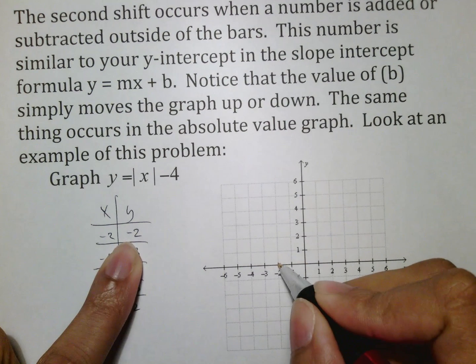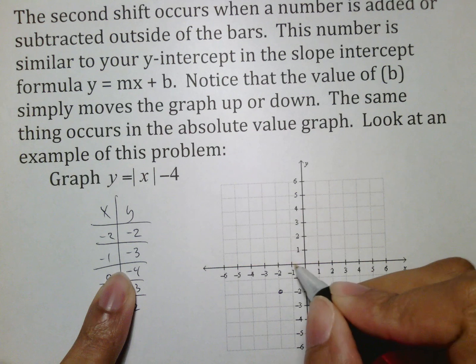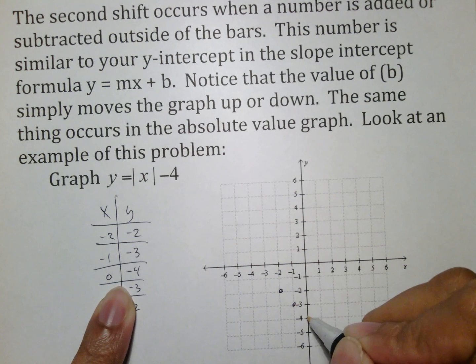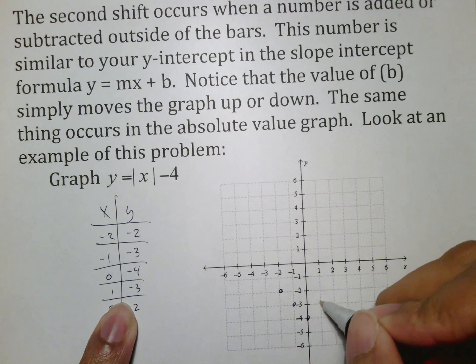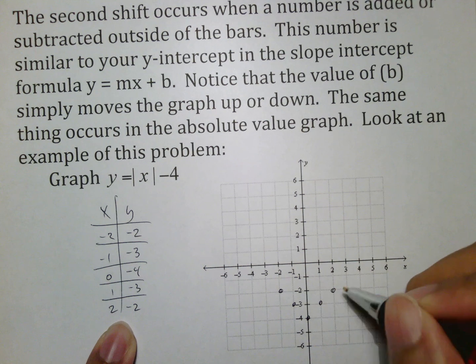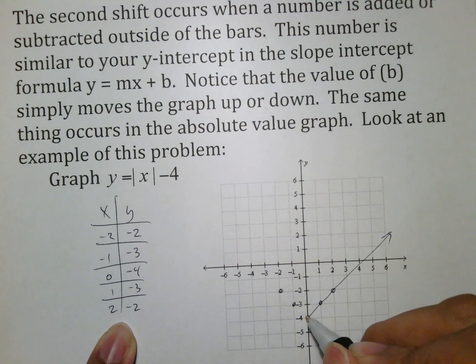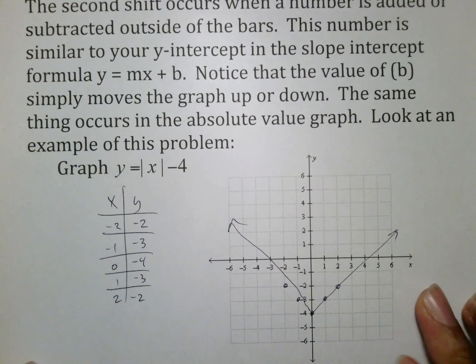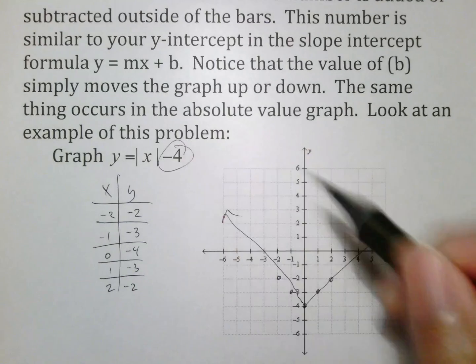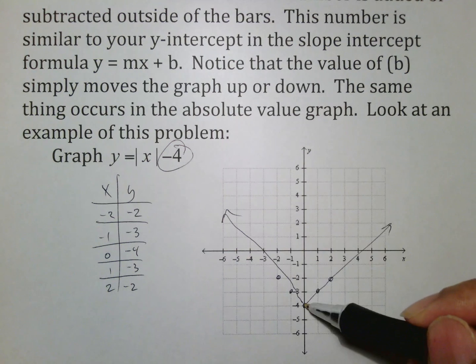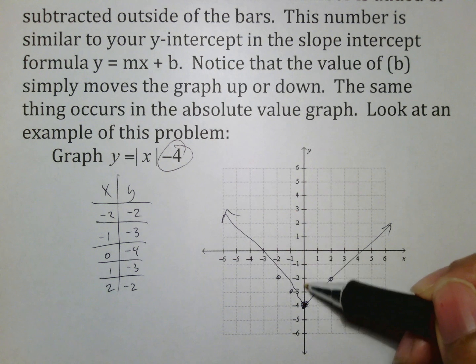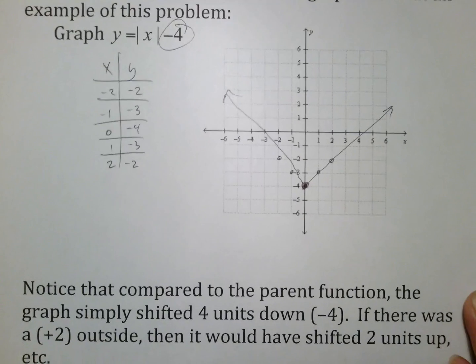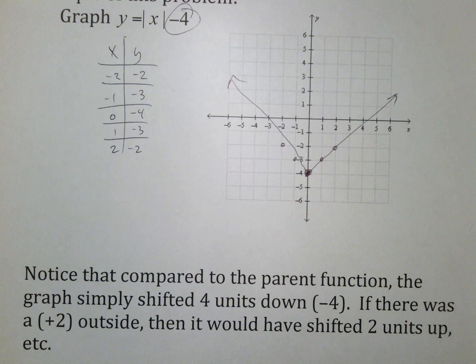Plotting these, -2 goes to -2. -1 goes to -3. 0 goes to -4. 1 goes to -3. 2 goes to -2. And again, I'm not using the straight edge, but just make sure you do it on the test. You can see that this graph just simply moved down 4 places. So all this really did was move the vertex, which was the V part of that, or the most important part of that, down 1, 2, 3, 4, which is all that happens whenever you have a number there.